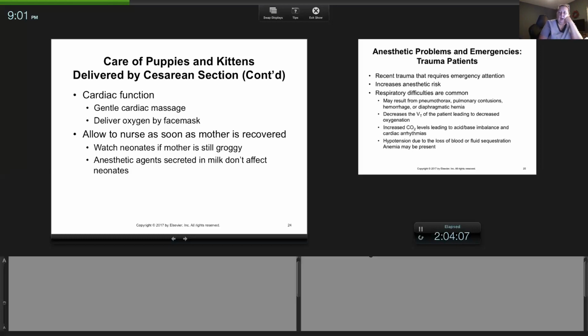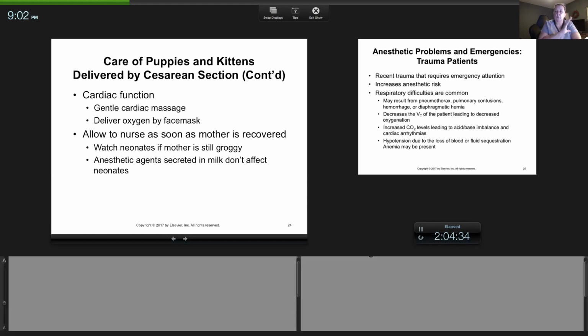So I would usually say, within about 45 minutes to an hour, she should be kind of putting her head up, looking around. And the nice thing is if we give her morphine, by the time it gets to the milk, it's not going to be enough morphine to affect the puppy. So you don't really have to worry about any of the post-op meds in the mother.